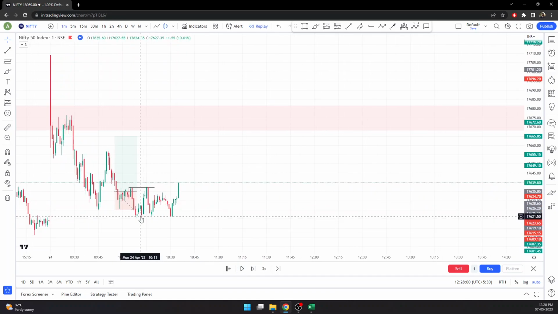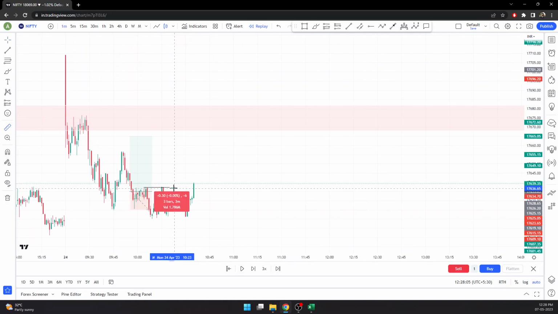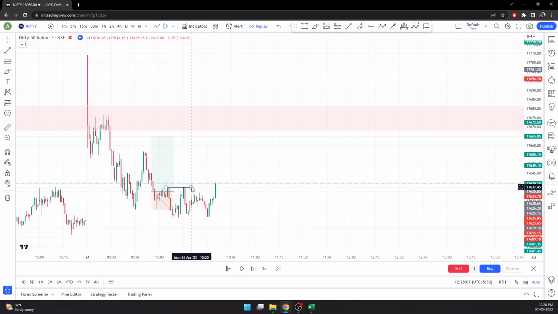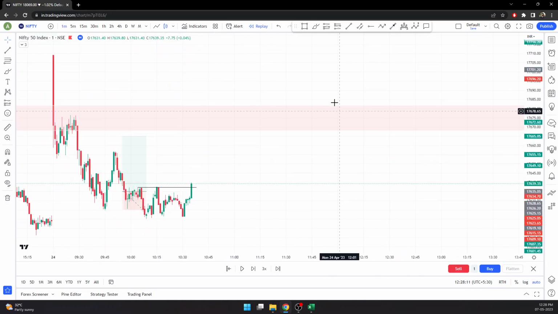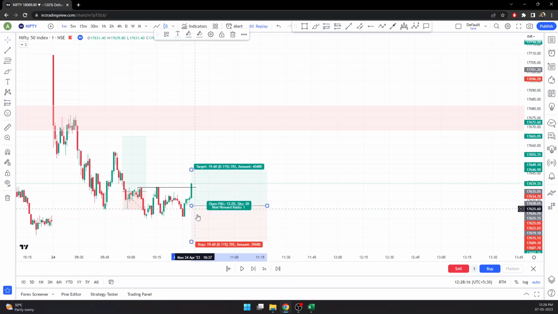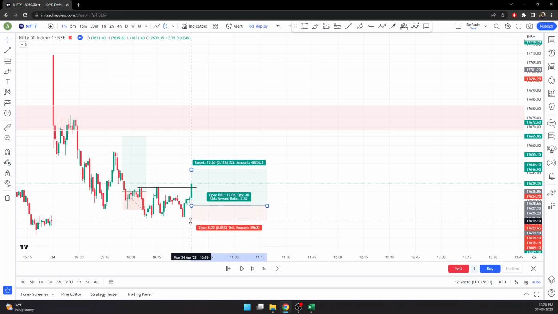We see the market is holding this particular level. It has clearly broken this particular level, right? So we'll be looking for the buys somewhere here, having a stop loss of around 10 points.